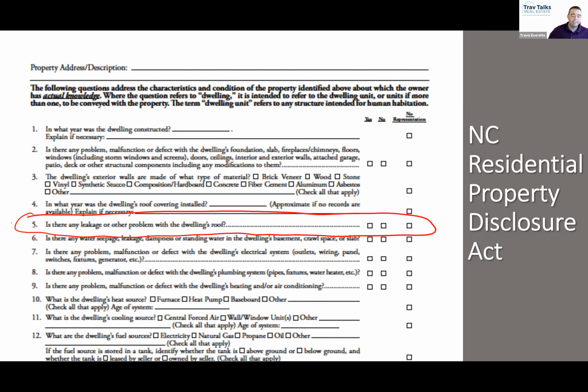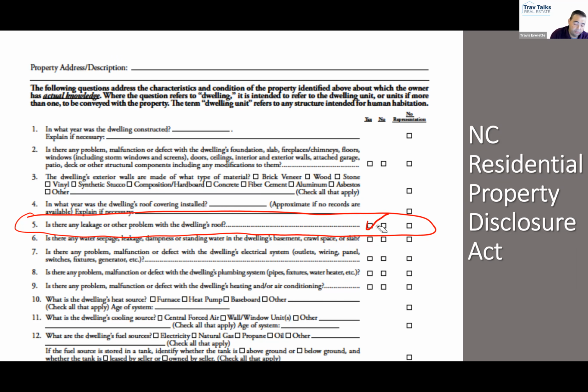It says, is there any leakage or other problem with the dwelling's roof? So is there any problem with the dwelling's roof? Now remember, who are we asking? Who's filling this form out? Seller. The seller is. So we're asking the seller, is there any leaks or problems with the dwelling's roof? Well, the seller could check the box here that says yes. And if they do, it asks them for an explanation later on down the page.